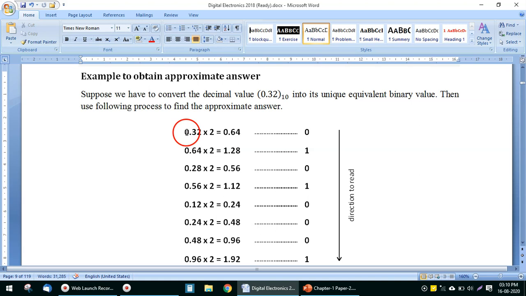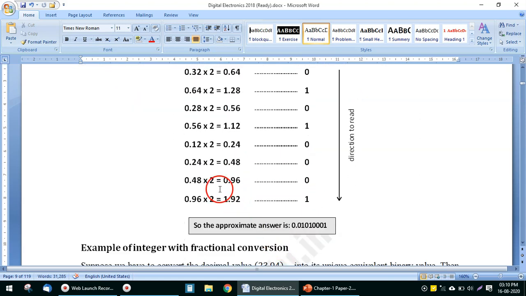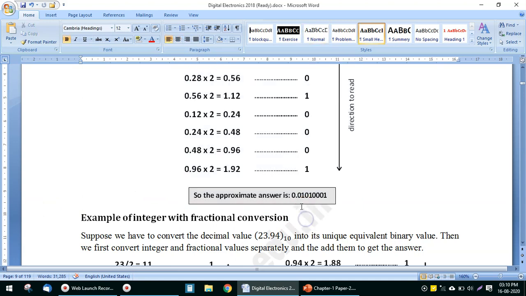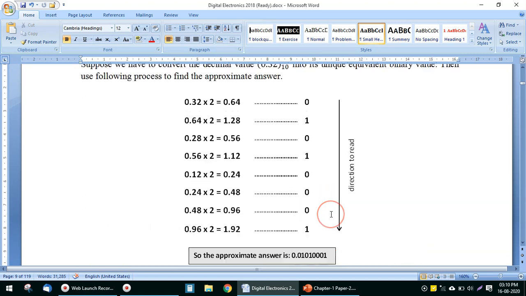Suppose we take 0.32 multiplied by 2, that gives you 0.64. Now the carry over is 0. Then here the carry is 1. Here again it is 0. Here 1, 0, 0, 0 and 1. If you go on multiplying, the answer will just go on increasing in binary places. So we are writing the approximate binary answer over here, that is 0.01010001, because you have to read all these carries from top to bottom.